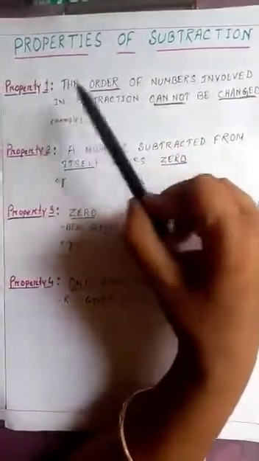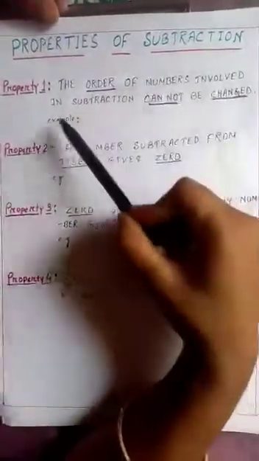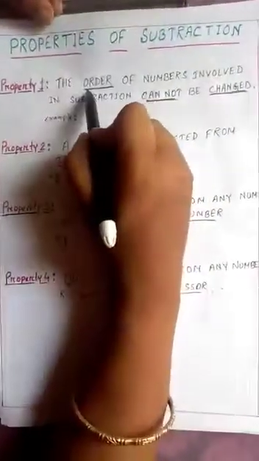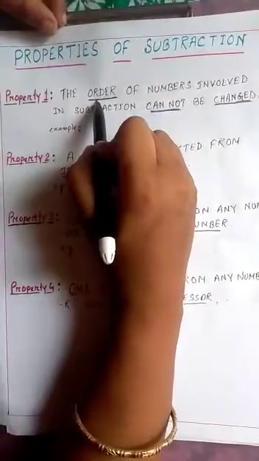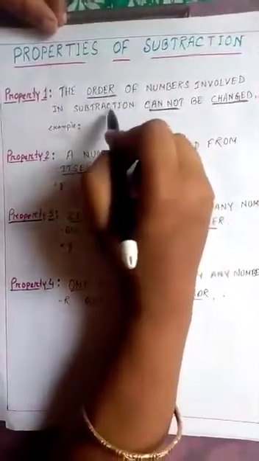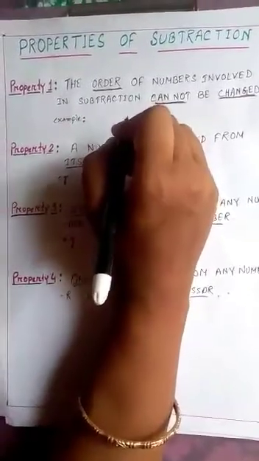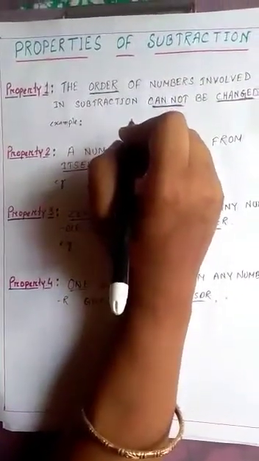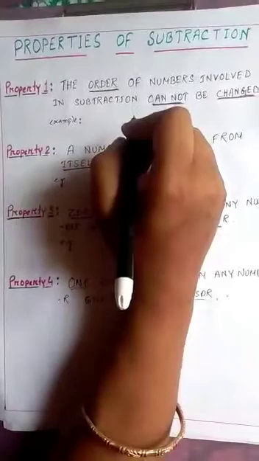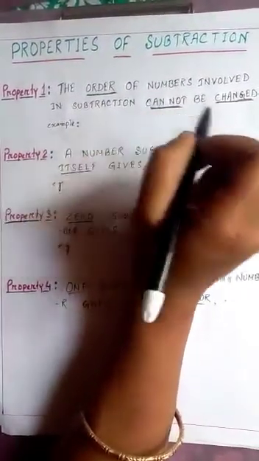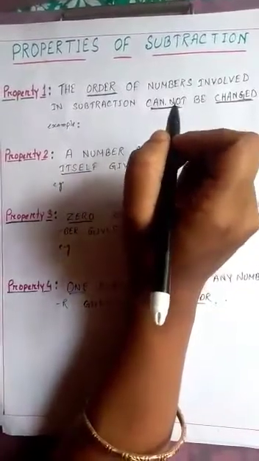The first property is that the order of numbers involved in subtraction cannot be changed. What is said in this property number 1, students? In the properties of addition, I already explained that if the order is changed then the sum is the same, but in the case of subtraction it is not the same. We cannot change the order.